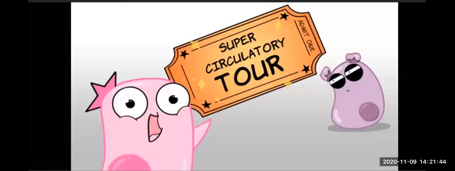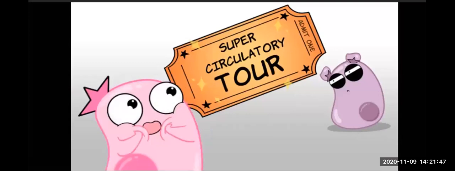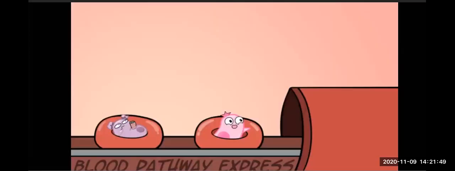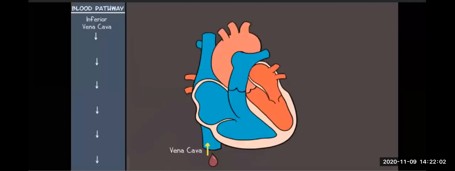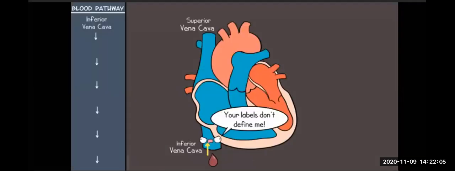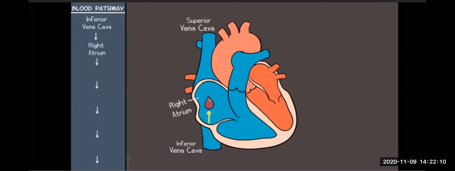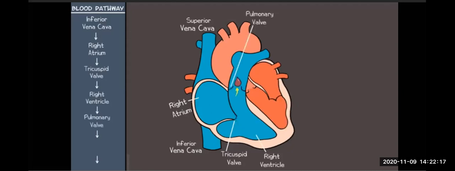Ready to take the adventure of a lifetime? An adventure tracing the pathway of blood through the heart? We're going to start with blood that is in a human toe. This blood is deoxygenated. It needs to get to the heart so that it can be pumped to the lungs to pick up oxygen and then be spread throughout the body. It's going to get there through the vena cava, inferior vena cava to be specific, as the superior vena cava is above the heart. The blood enters the right atrium. The right atrium contracts, pushing the blood through the tricuspid valve into the right ventricle. The right ventricle contracts, pumping the blood through the pulmonary valve to the pulmonary artery.